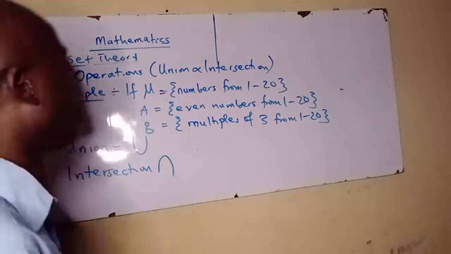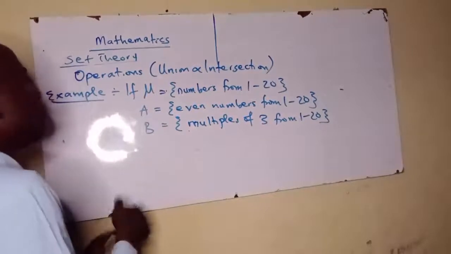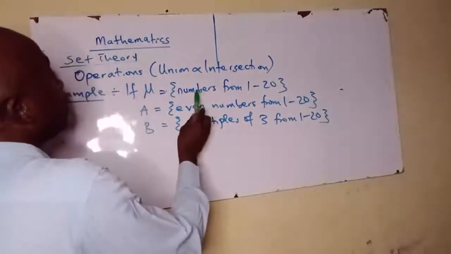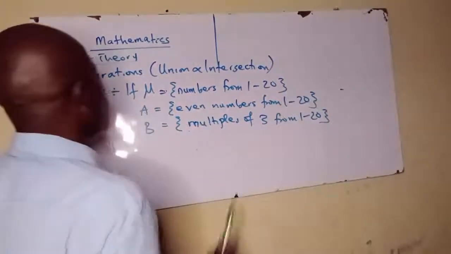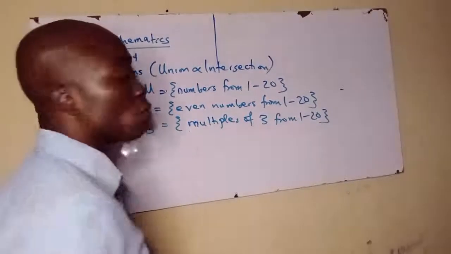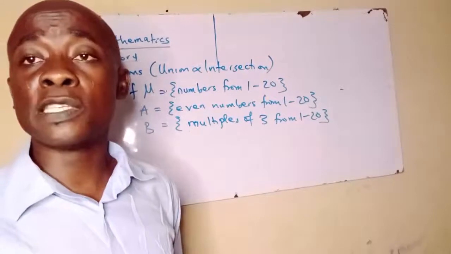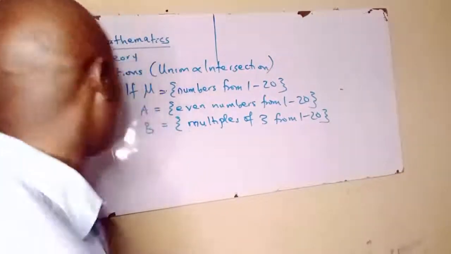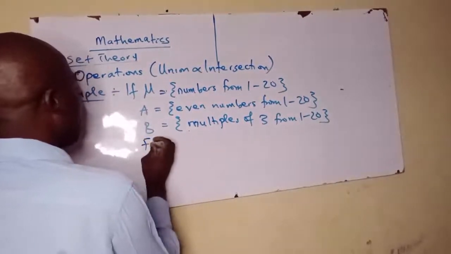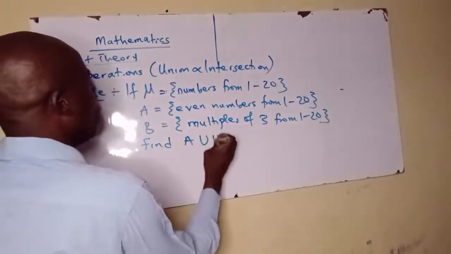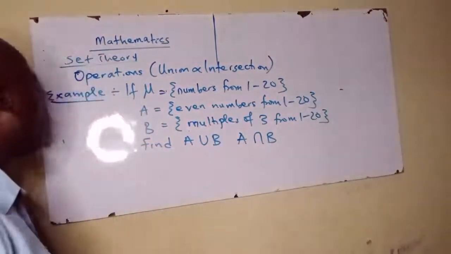Now let's quickly work on the exercise that I put on the board. They say that if mu, which is usually known as the universal set, is the numbers from 1 to 20, A is the even numbers from 1 to 20, and B is the multiples of 3 from 1 to 20, we can easily solve this kind of question. It's very simple to do. The first thing we do is say A, and you now say find A union B, and find A intersection B.